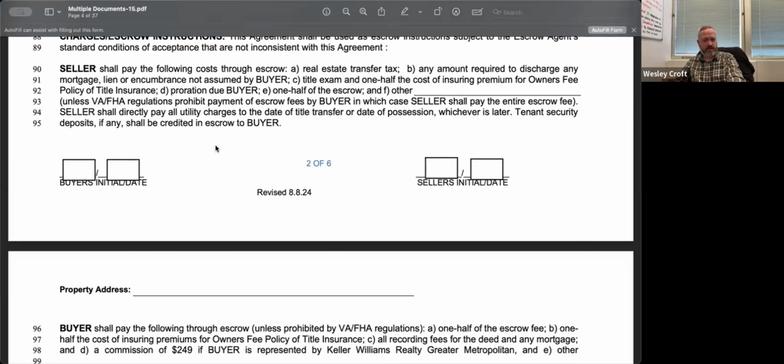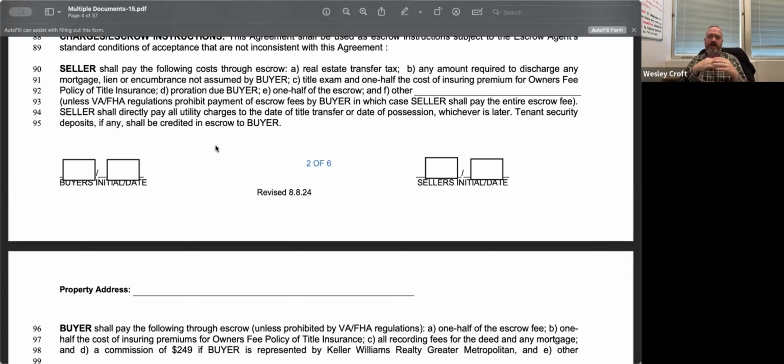So line 90, seller shall pay the following costs: real estate transfer tax. And here's that thing that we talked about earlier. Any amount required to discharge any mortgage, lien, or encumbrance not assumed by the buyer. So unless the buyer is like, hey, I'm going to take on that tax lien, or I'm going to take on that mechanics lien, or whatever. Assuming that the buyer has said, I'm not assuming any of that stuff, the seller has to pay for it all. This spells it out in black and white. The seller must give any amount required to discharge any of that stuff.